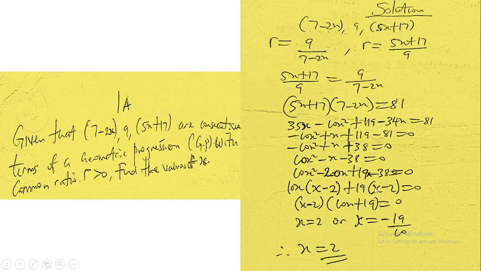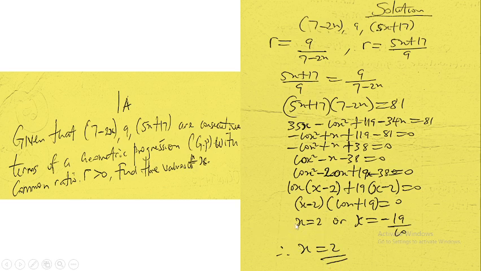Or take 19 to the other side, you'll be having 10x equals to minus 19. Then divide both sides by 10. That will give us x equals to minus 19 over 10 as the second x. But the question told us that the common ratio we are looking for is greater than what? Greater than 0. So if our common ratio is greater than 0, then we cannot consider the negative value of x. So we are going to consider that x is equal to 2. That will be the final answer for question number 1.